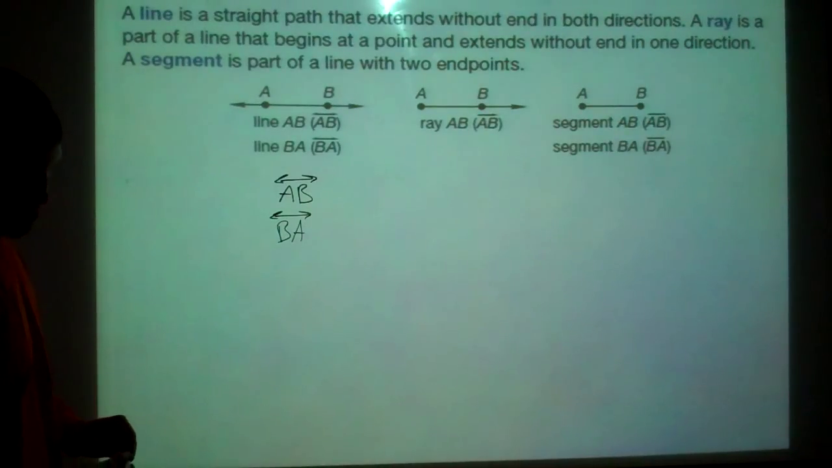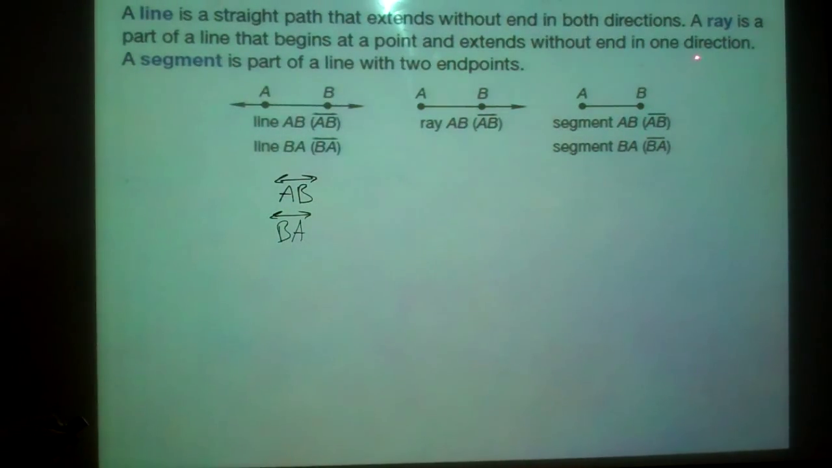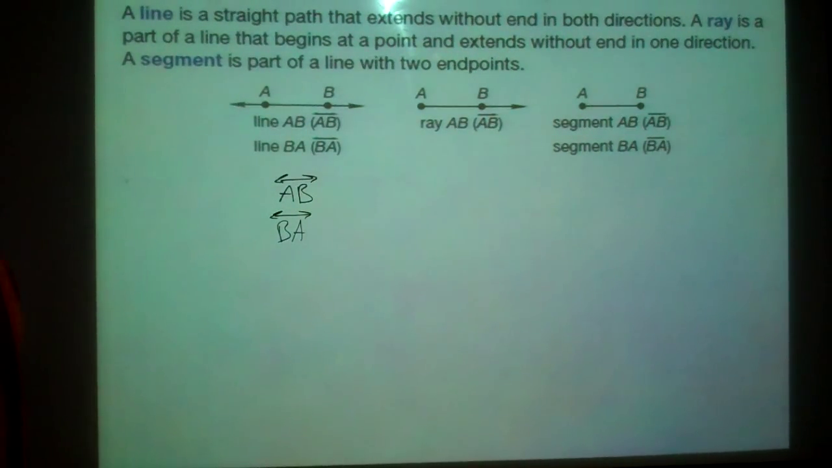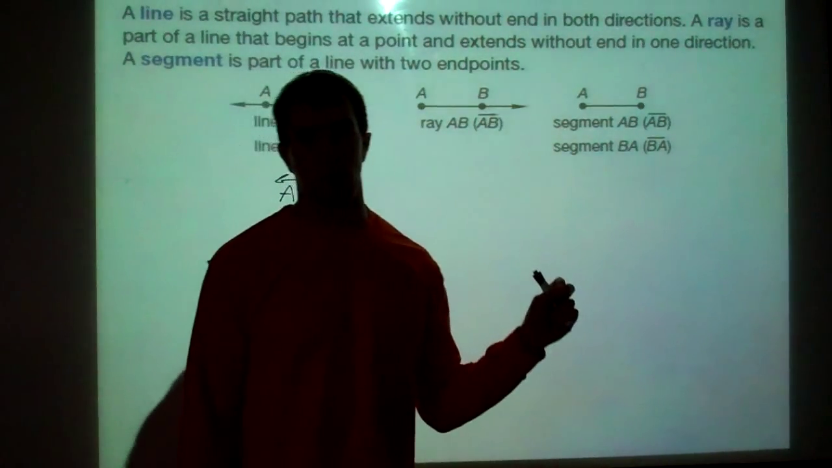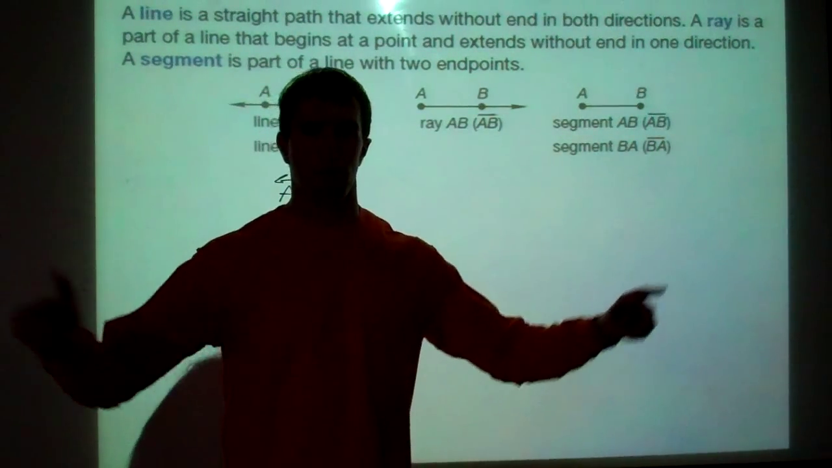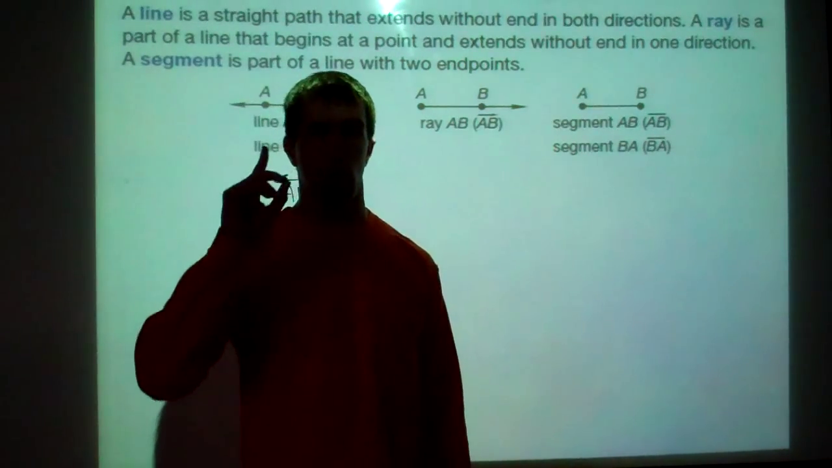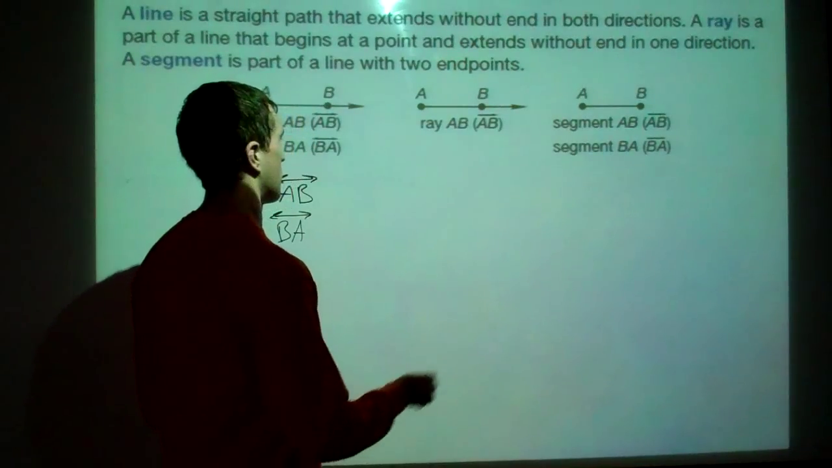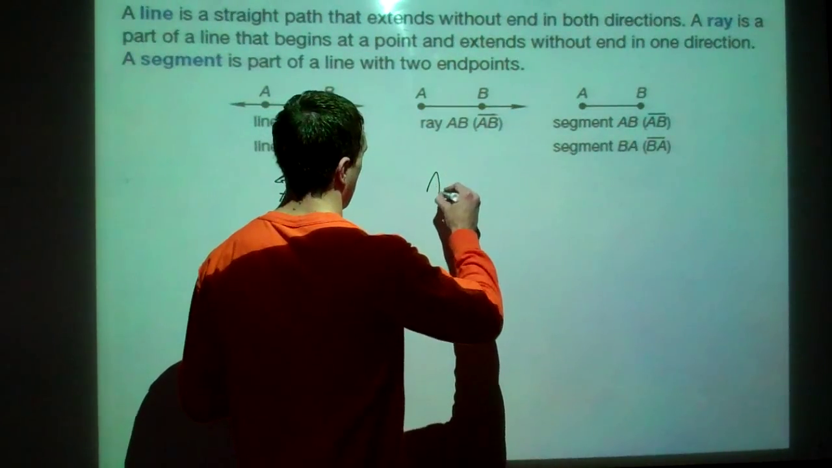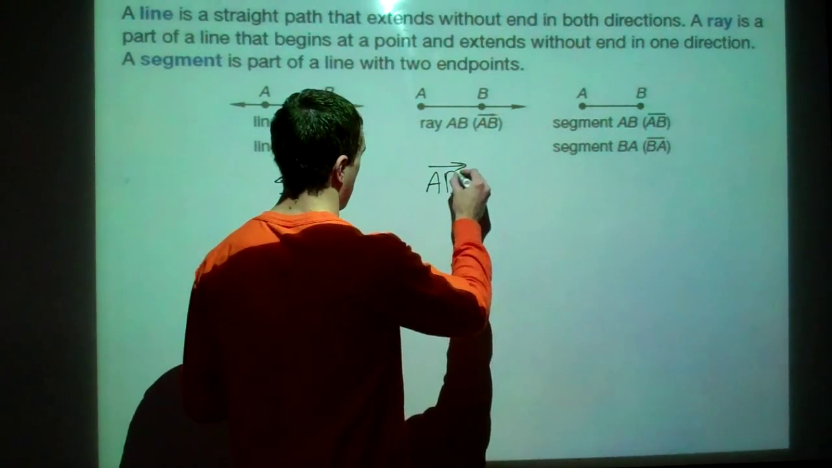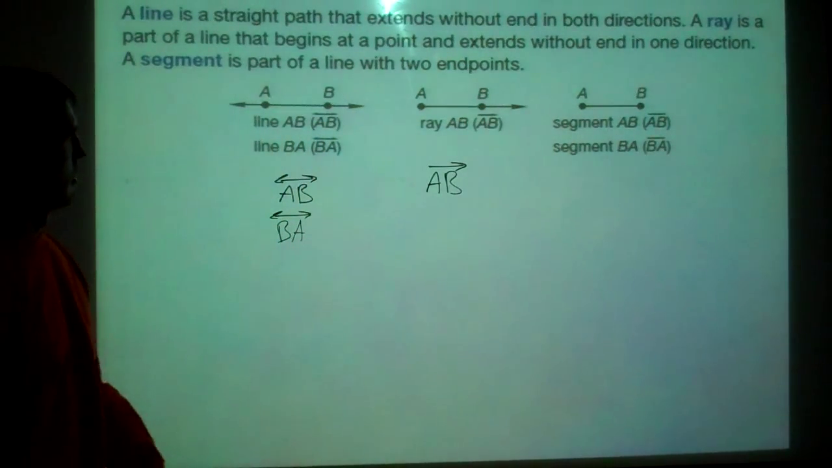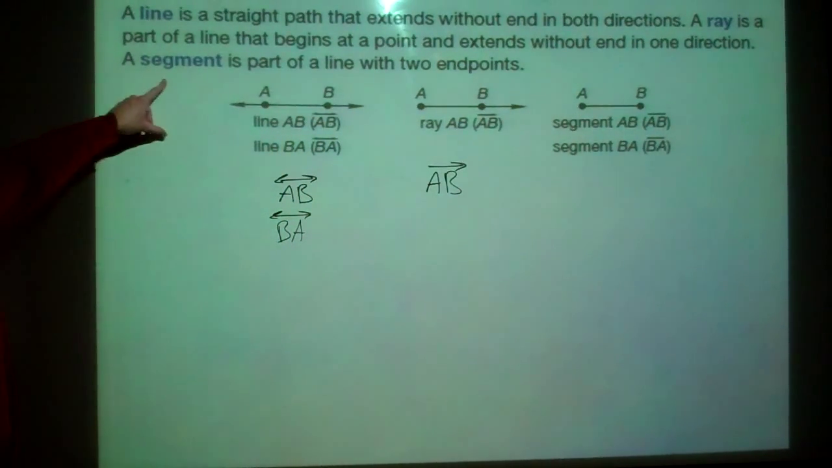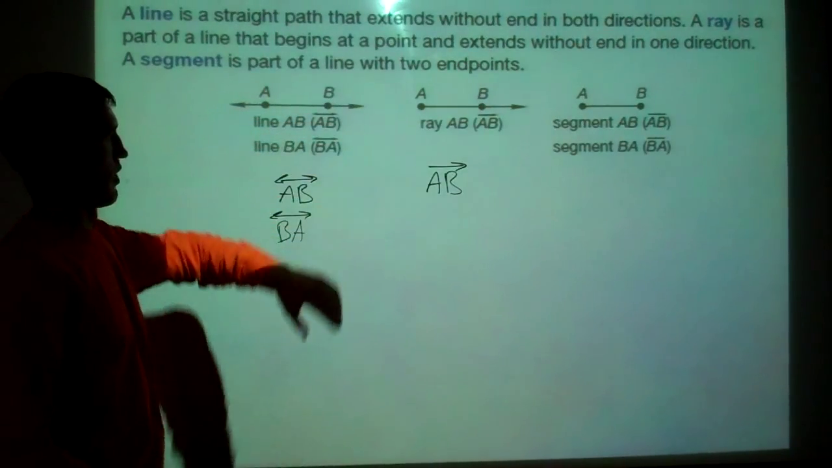Alright, now a ray, that's our next thing here. A ray is a part of a line that begins at a point and extends without end in one direction. So the only difference between a line and a ray is a ray has an end point and a line doesn't. A line goes in both directions forever, a ray goes in one direction forever. So this ray, ray AB, extends forever to the right. Here's how we write that. Ray AB.